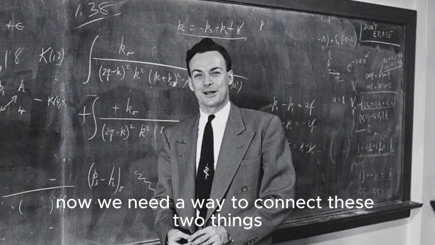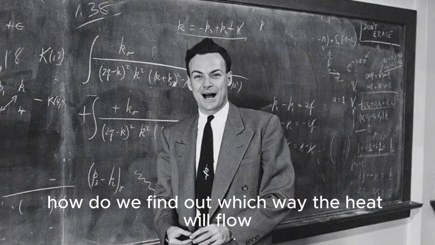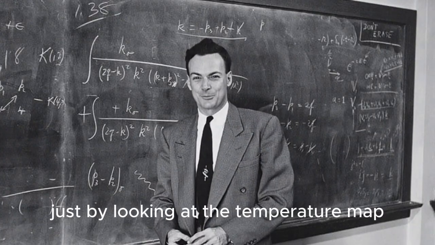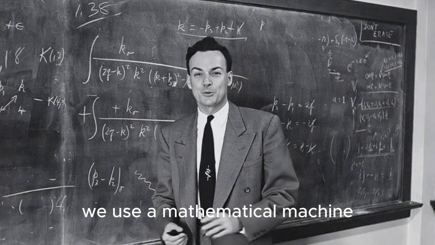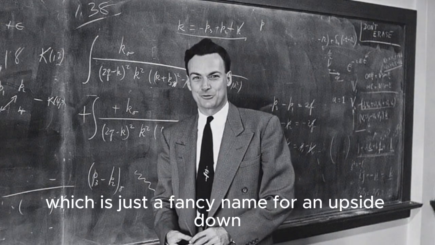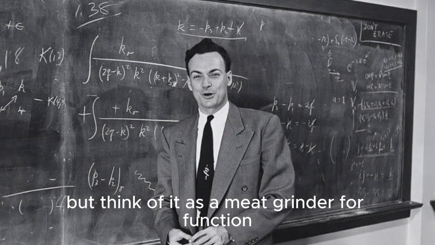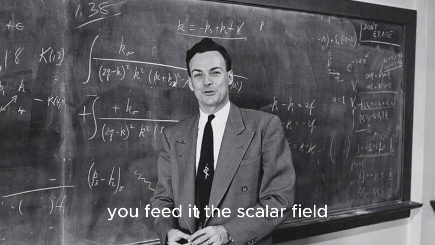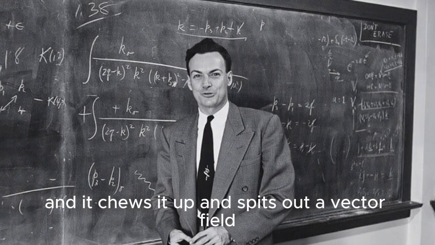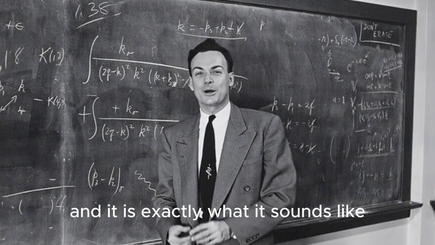Now we need a way to connect these two things, the temperature numbers and the flow arrows. How do we find out which way the heat will flow, just by looking at the temperature map? We use a mathematical machine. We call it del or nabla, which is just a fancy name for an upside down triangle symbol. But think of it as a meat grinder for functions. You feed it the scalar field, the map of temperatures, and it chews it up and spits out a vector field. This operation is called the gradient, and it is exactly what it sounds like.